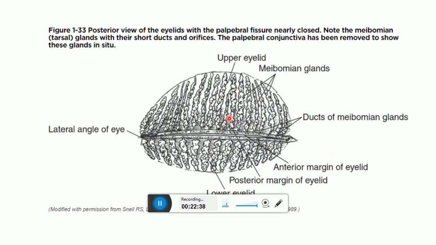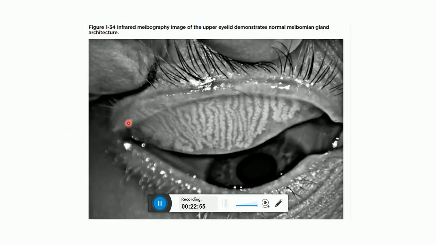Now the meibomian glands, tarsal glands, are modified holocrine sebaceous glands, oriented vertically in parallel rows through the tarsus. Their distribution and number within the eyelids can be observed by infrared imaging of the eyelid. Here you can see infrared imaging of the eyelid. A single row of 30 to 40 meibomian orifices is present in the upper eyelid, but there are only 20 to 30 orifices in the lower eyelid.